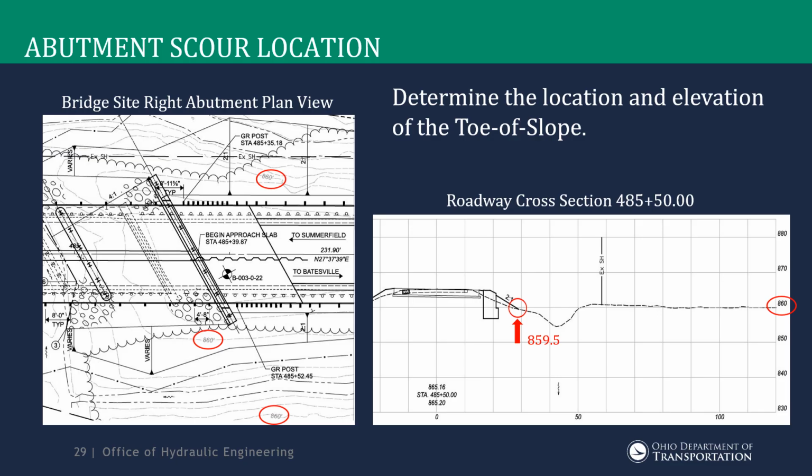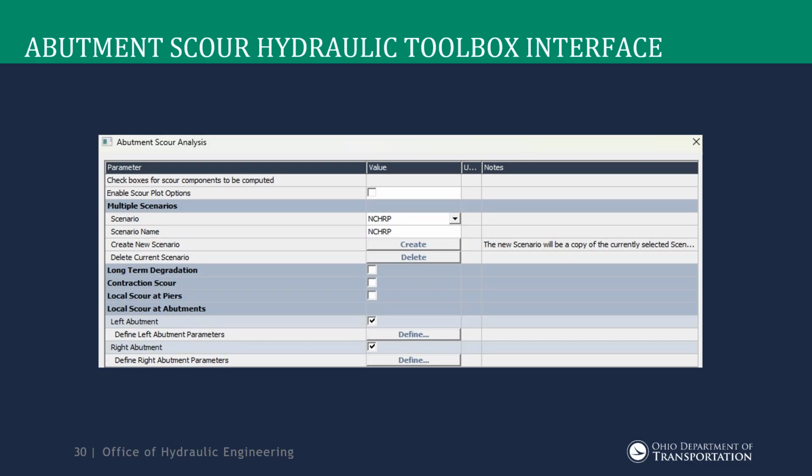So here's that interface again, and we choose abutment, left and right. We're only going to do one in this example, but remember there are two borings, one for the left abutment and one for the right abutment, and use the correct soil properties for that particular abutment that you're looking at.